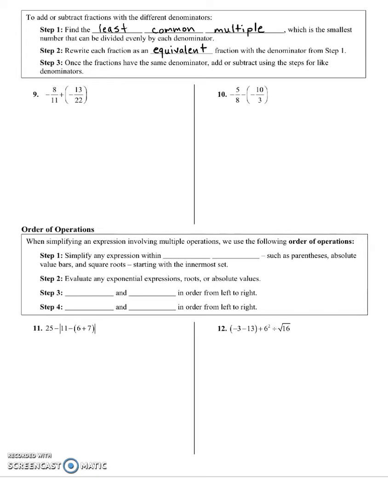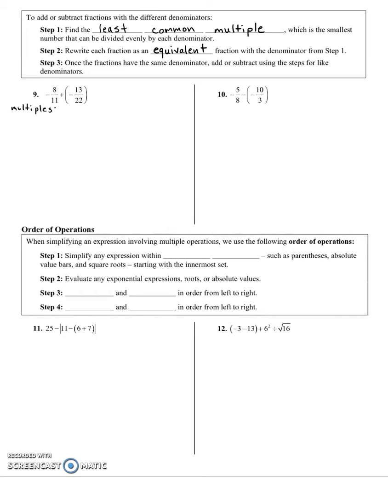So for example, if we have negative 8 over 11 plus negative 13 over 22, we need to find the least common multiple of 11 and 22. One way to do that is just write multiples down. So, multiples.